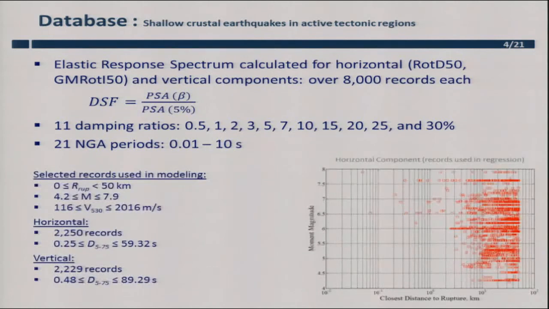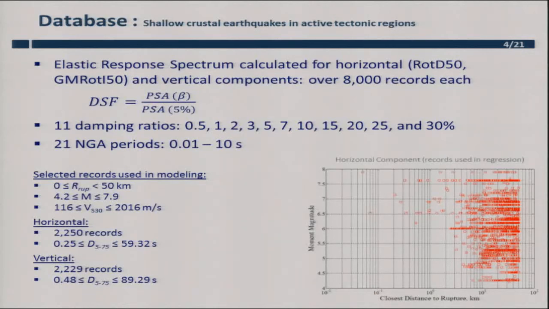Now, to actually perform our regression analysis, we limited our data to those with distances less than 50 kilometers. You see the distribution of the magnitude and distance in the figure. For this set of data, our magnitude ranged between 4.2 to 7.9, and we had a wide variety of VS30 as well, from very soft soil to very hard rock, to have a good representation of data.